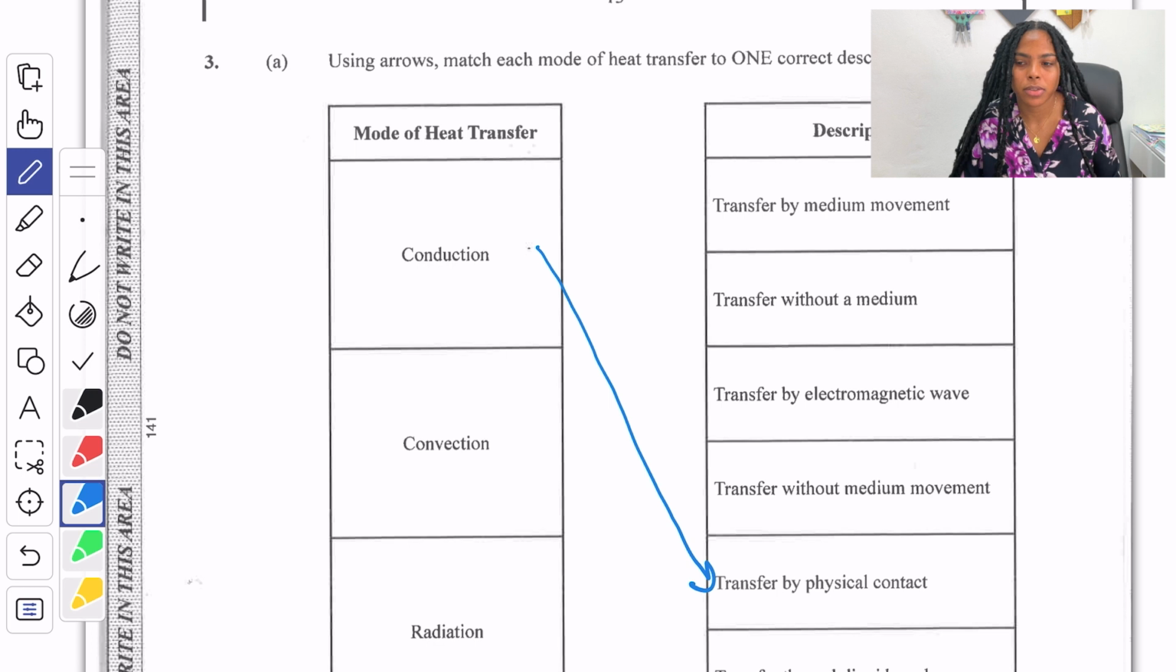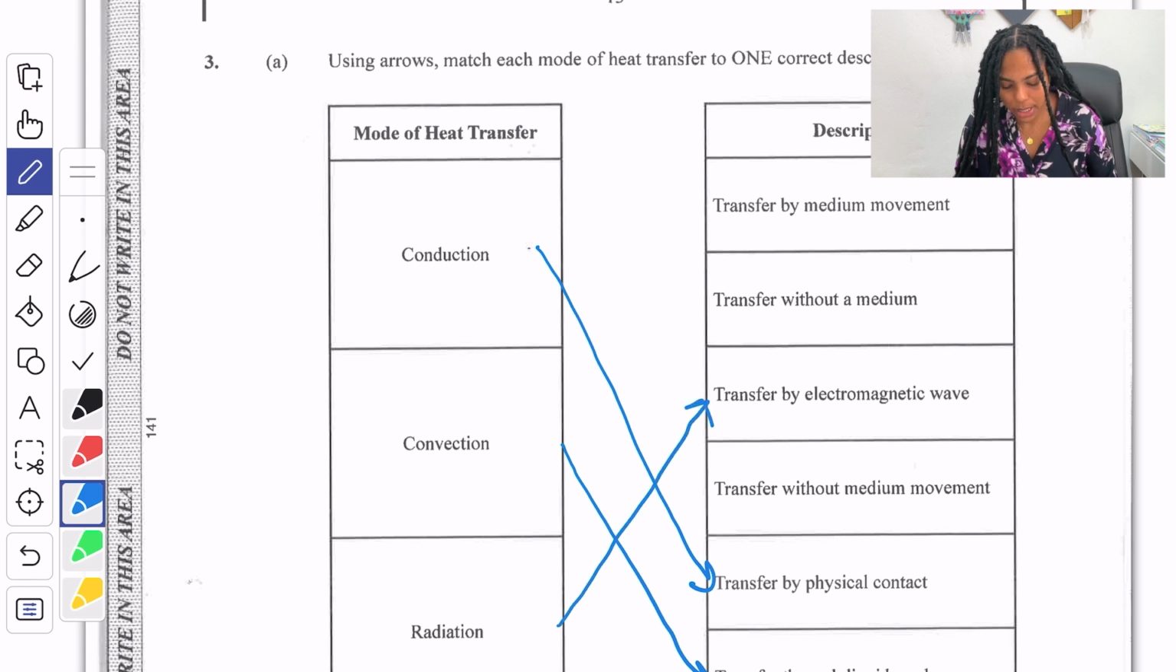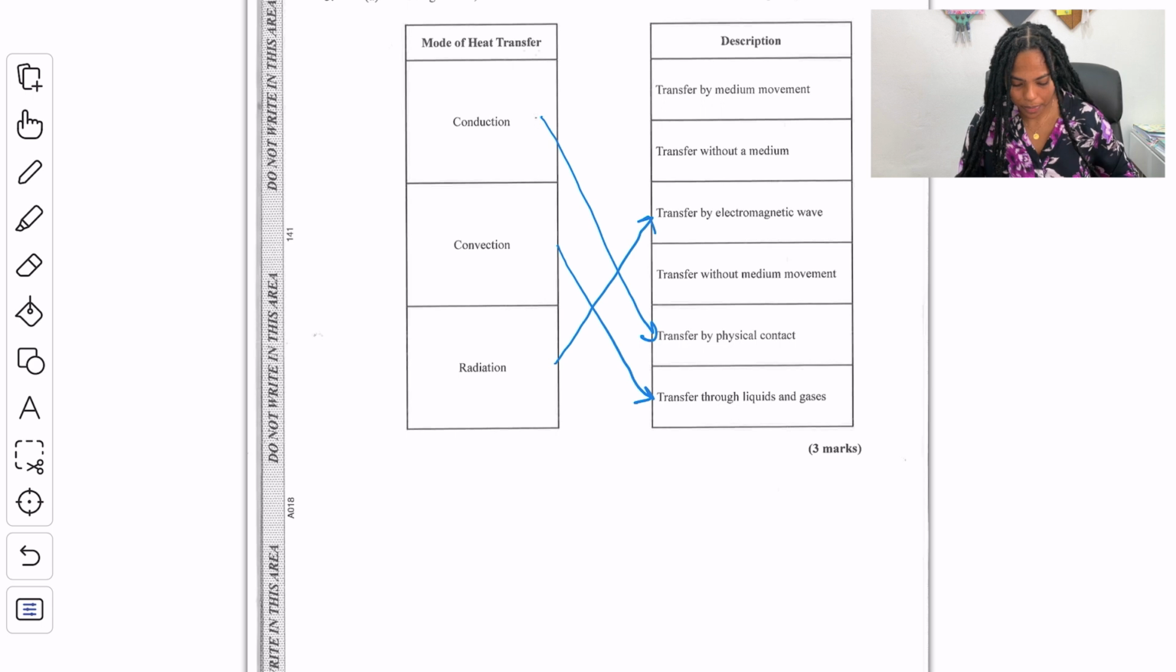so I'm using this. For convection, transfer through liquids and gases, I'll use that. And radiation, I'll put transfer by electromagnetic wave, because I feel like that's a good description for each of them.